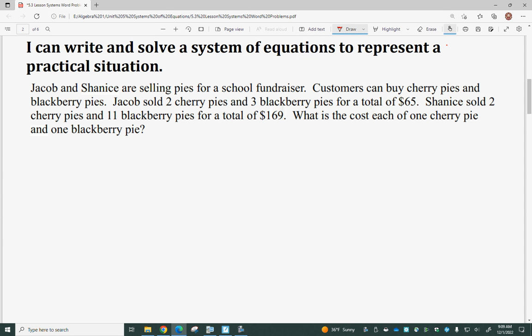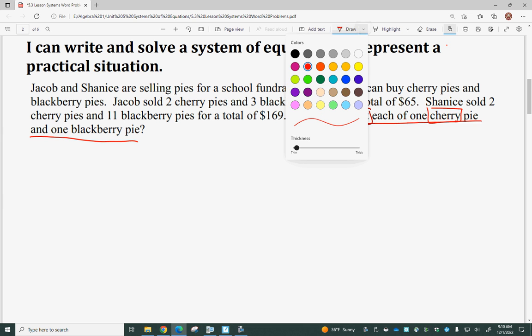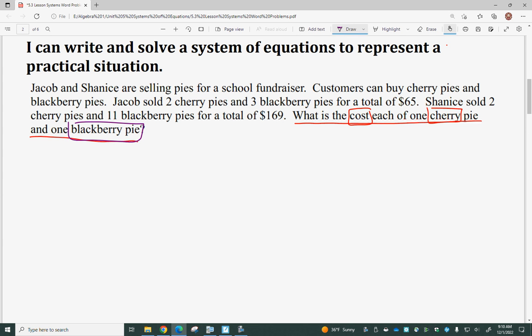So here we're talking about two people who are selling pies, and they're selling two types of pies, cherry pies and blackberry pies. One thing I want to advise you to do is skip to the end of the question. That's going to give us some information on how to start. We need to have an X and a Y in this scenario, and so we need to decide which is which. So we're looking to find out the cost of a cherry pie, and then we're also looking to find out the cost of a blackberry pie.